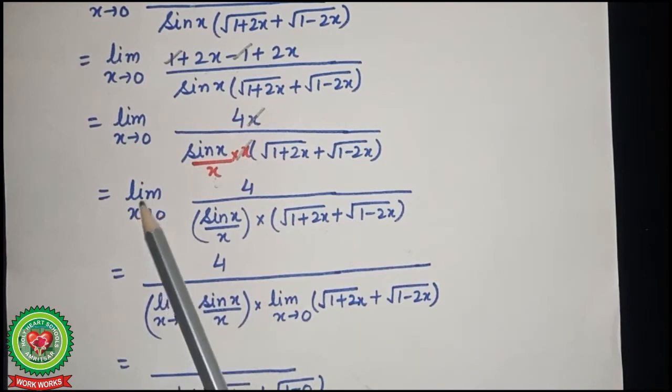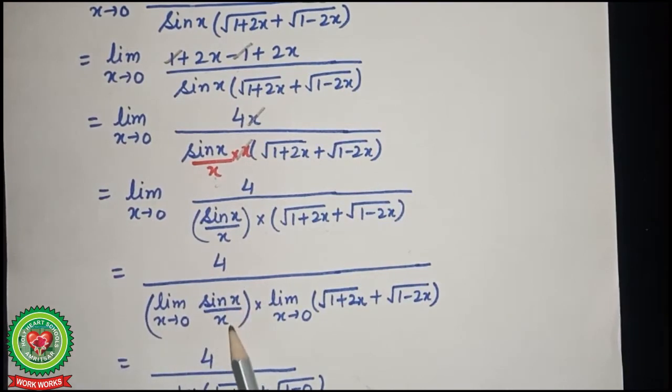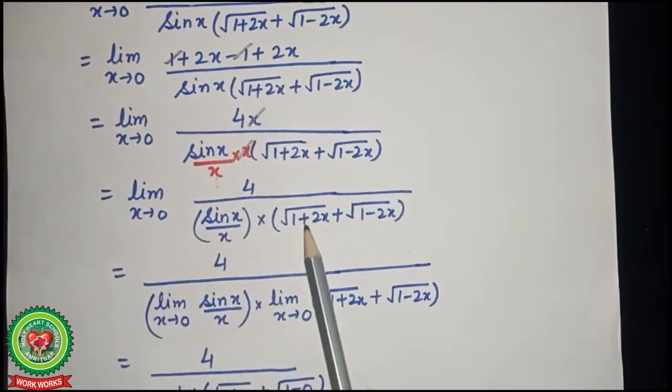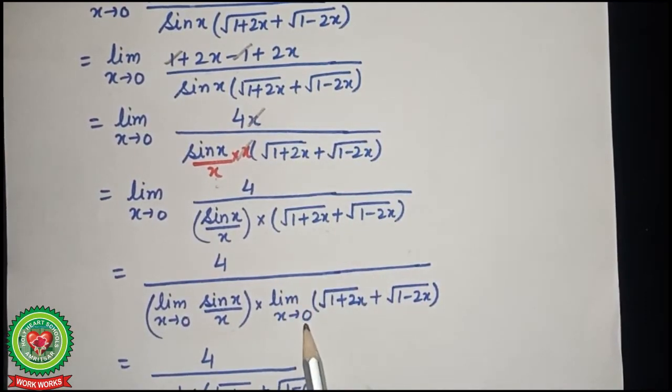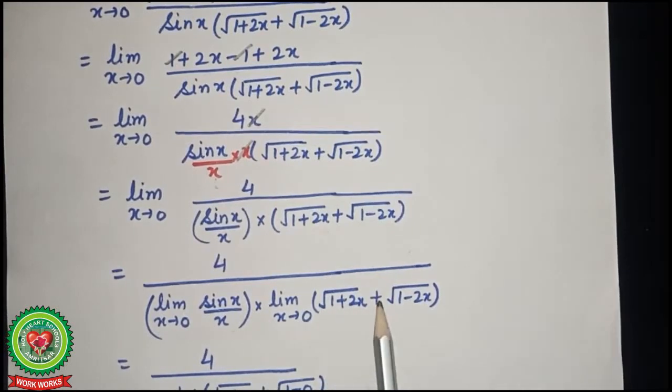Now, we will apply the limit. So, limit x approaches 0 of sin x upon x. We will apply the limit on the second function also, that is the algebraic one: limit x approaches 0 of under root of 1 plus 2x plus under root of 1 minus 2x.